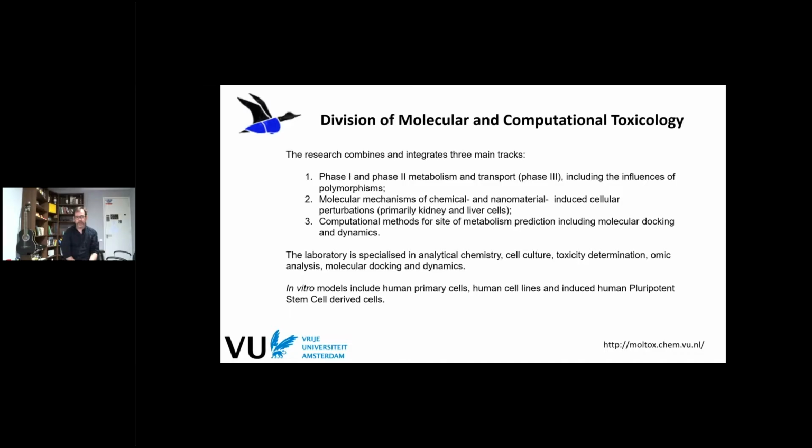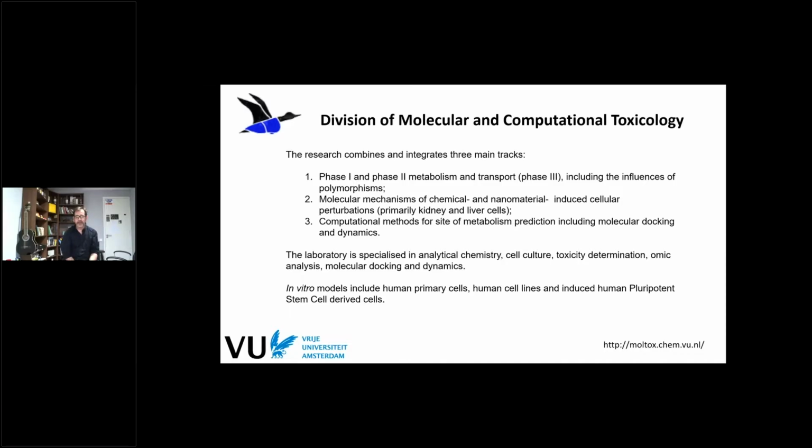We look at the molecular and cellular mechanisms of chemical and also nanomaterial induced cellular perturbations. We are specialized in kidney and liver. My background is kidney, but when I joined VU 3 years ago, I joined basically a dedicated liver lab. So that's nice. We have those two high specialities. But we look at lots of different tissues as well, lung, and I collaborate with many people who look at other tissues like blood-brain barrier with Maxime Coulot in France.